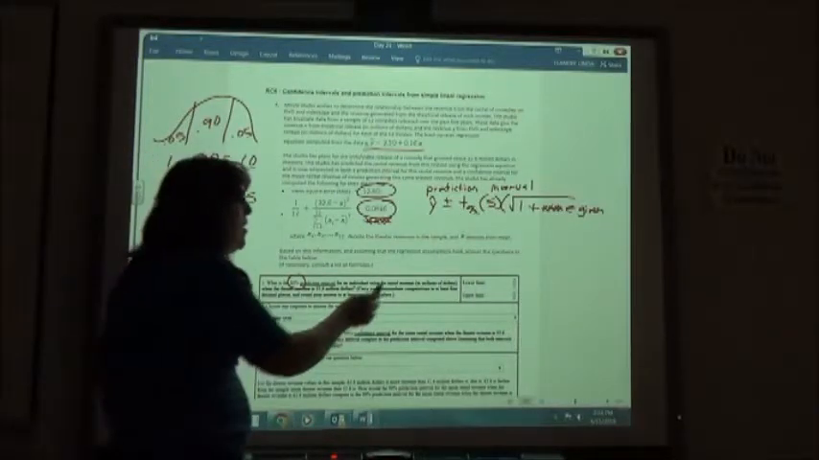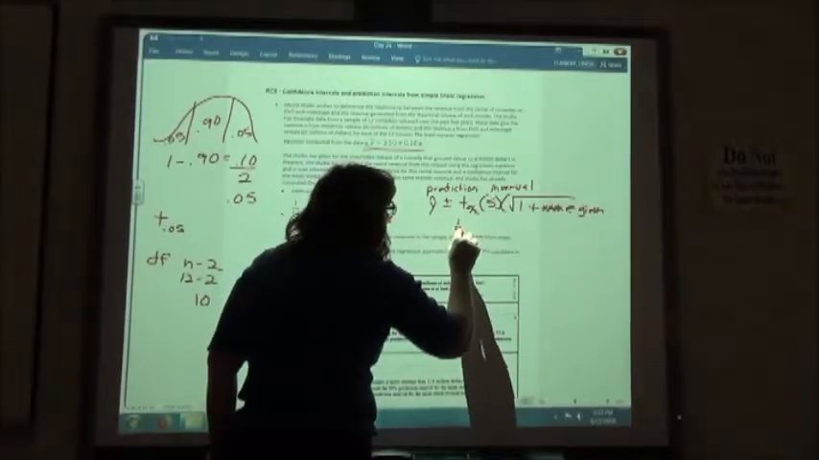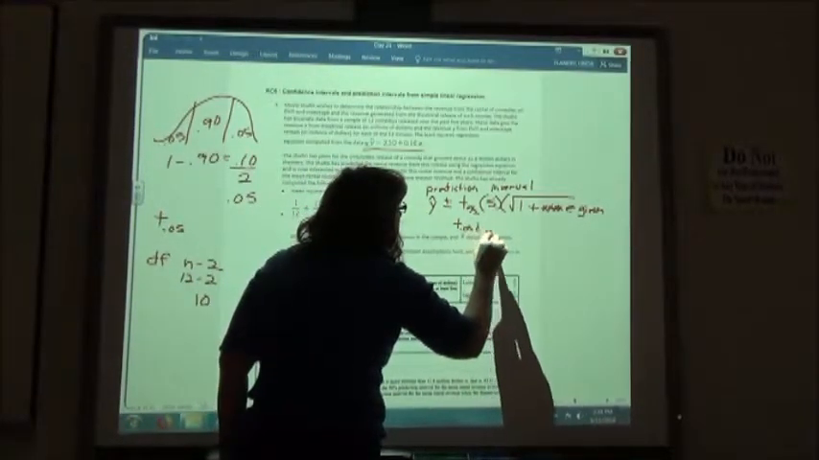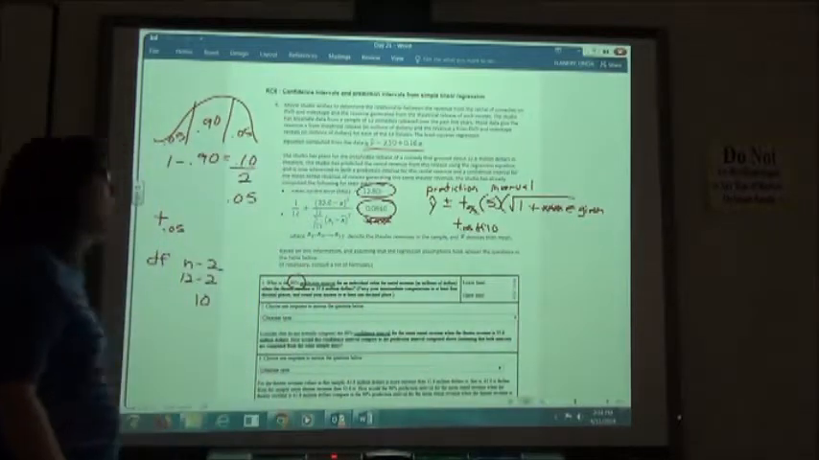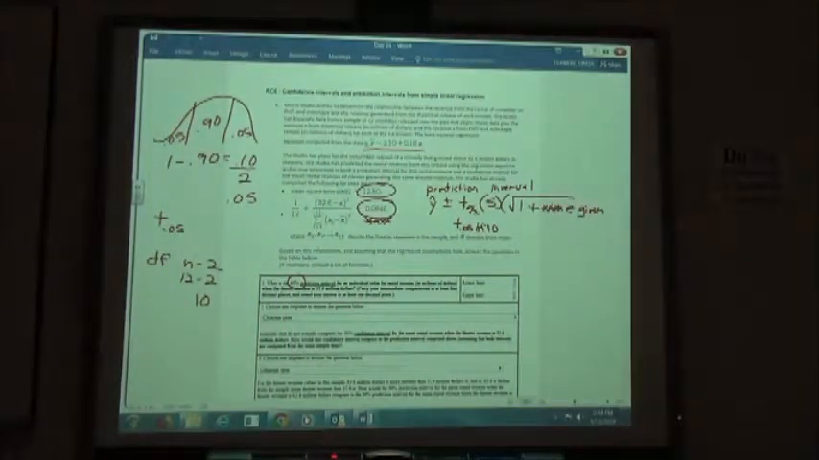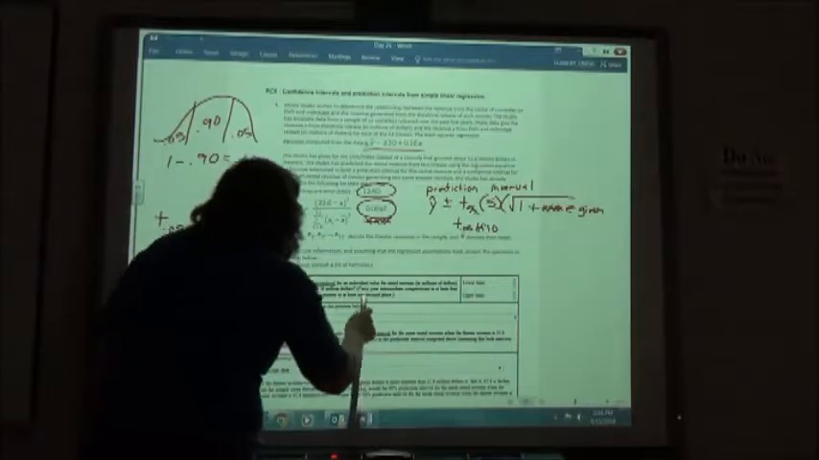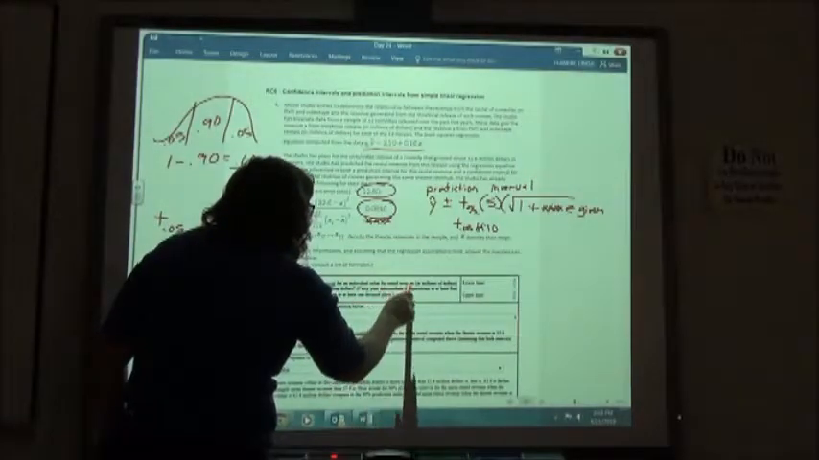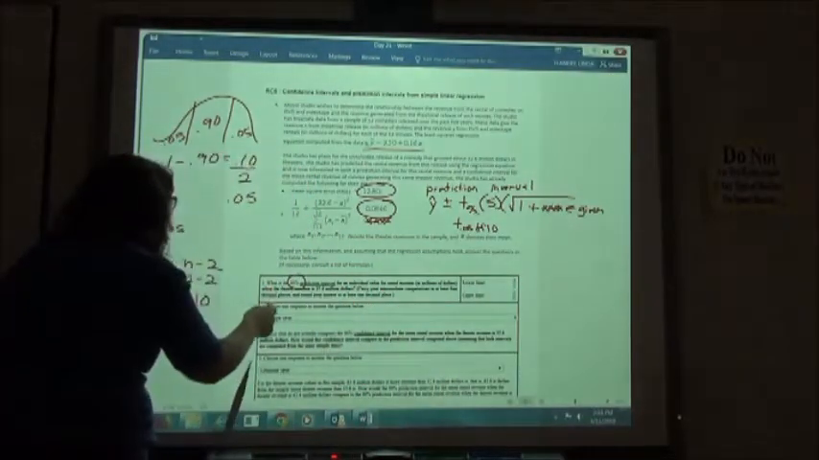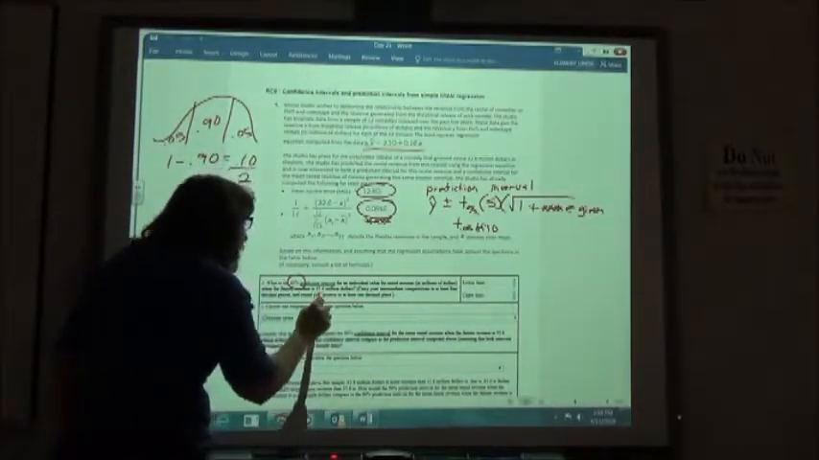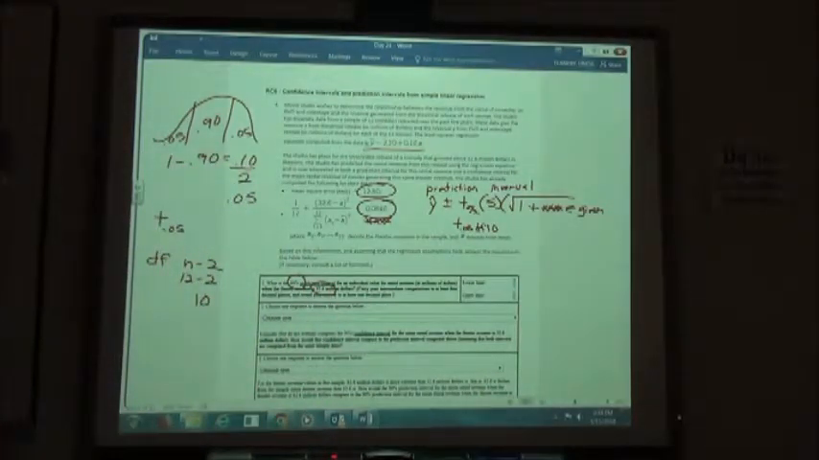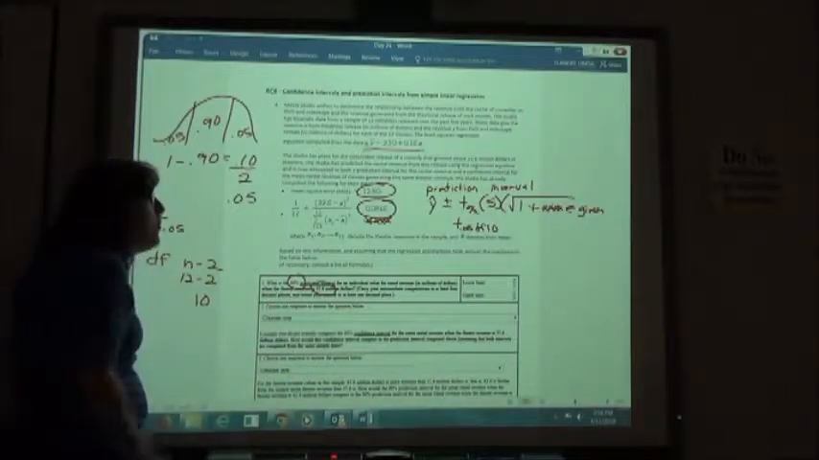So when we put that in here for the t sub, we're going to have t sub 0.05 with a degree of freedom of 10 is what we want to use. So we have to do our prediction interval for a 90% confidence interval for the rental revenue in millions of dollars when the theater revenue is $32.6 million. First thing we're going to do is figure out what the y hat value is for 32.6.